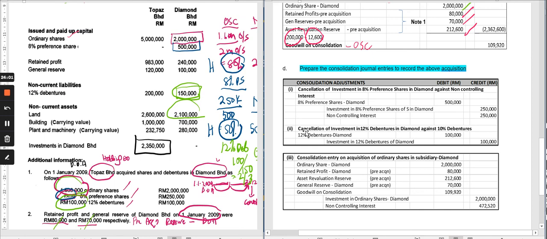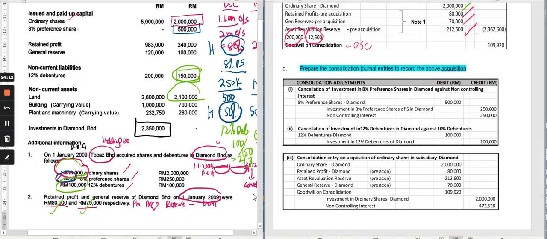The next one is to cancel off the 12% debenture on the date of acquisition. This is the consolidation journal entry. The 12% debenture that you acquired was 100,000, and that was at 100,000. So this 100,000 cost of investment should be cancelled off against the debentures that you acquired. That was RM 100,000 as well, giving you no goodwill or premium paid to the debenture holder. So 100,000 is what you cancel off between debentures and the investment.